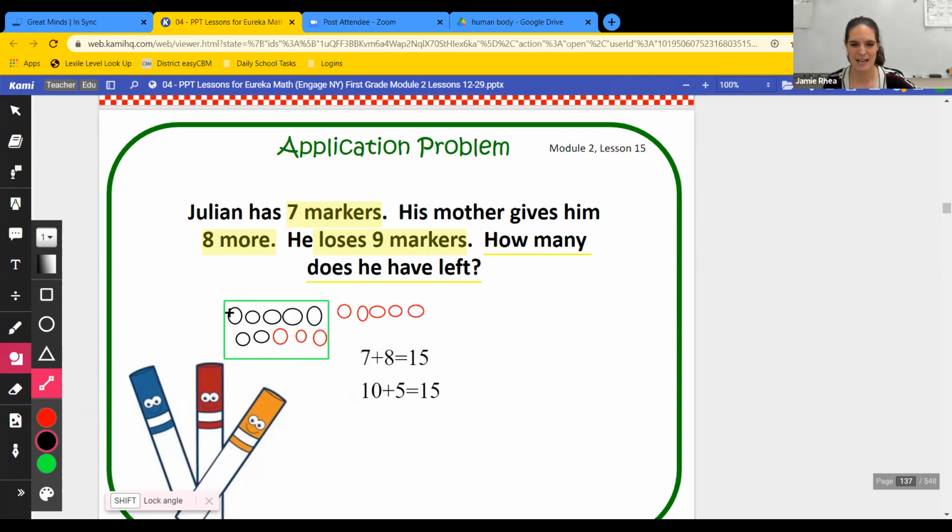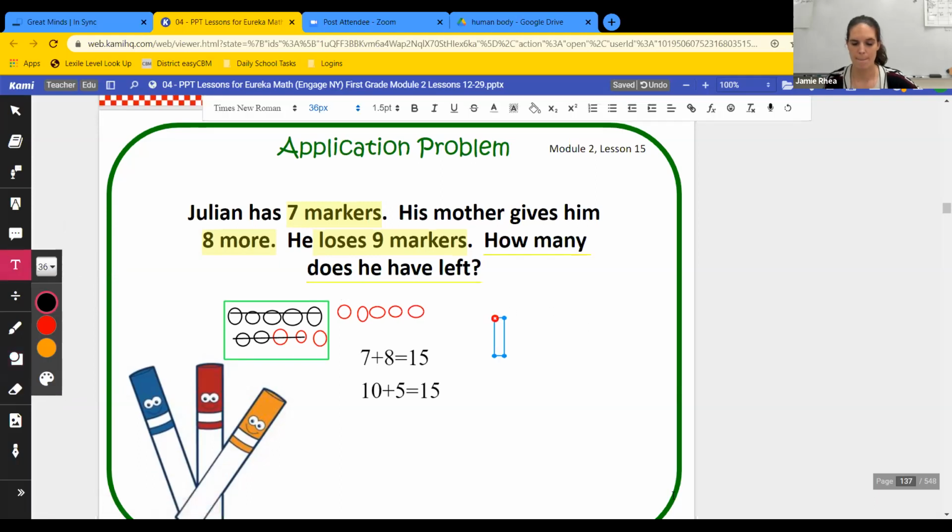So let's mark out 9. Ready? Here's 5, 6, 7, 8, 9. How many do I have left in my box? 1. How many are outside my box? 5. What's 1 and 5? 6. So now I can say, whoop, might help if I have a text box.